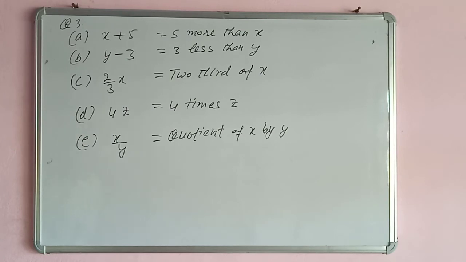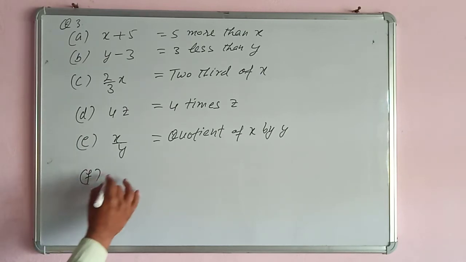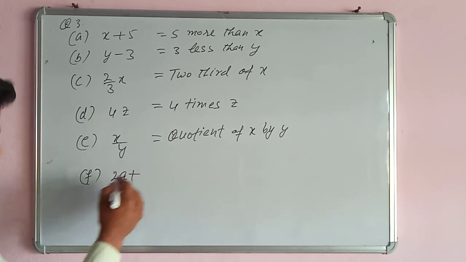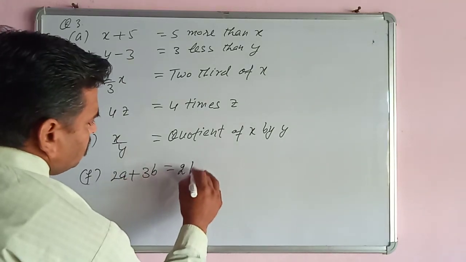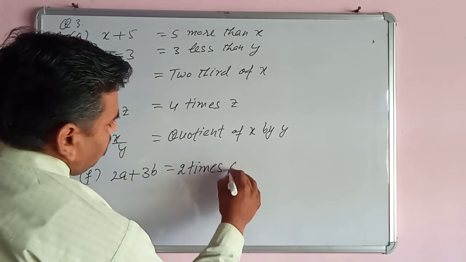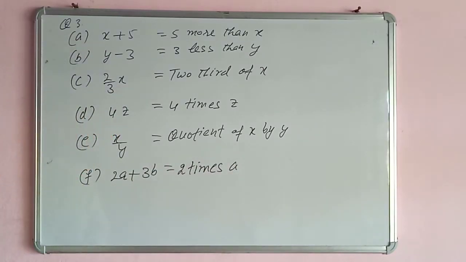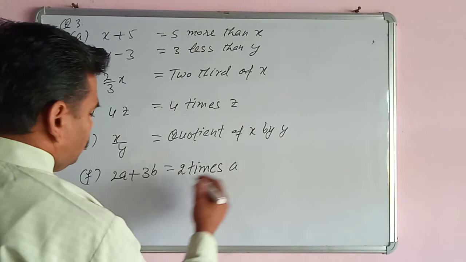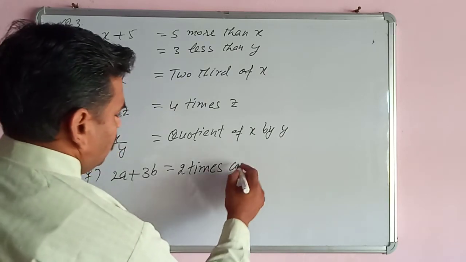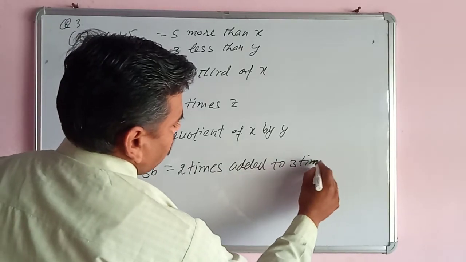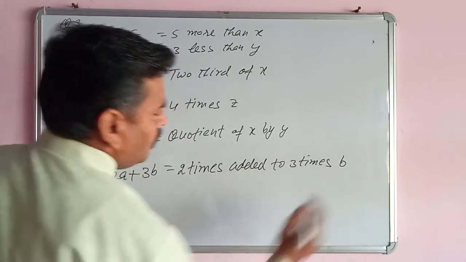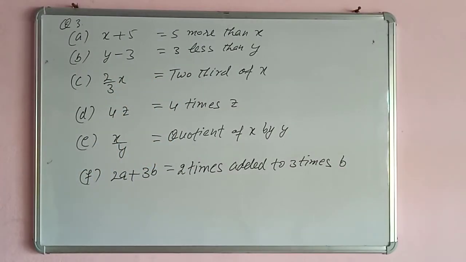And next, in the F part, it is 2a plus 3b. So this means 2 times a added to 3 times b, or the sum of 2 times a and 3 times b. So this is about question number 3.